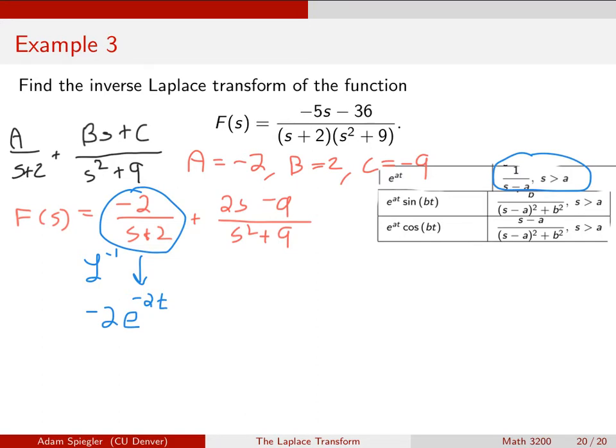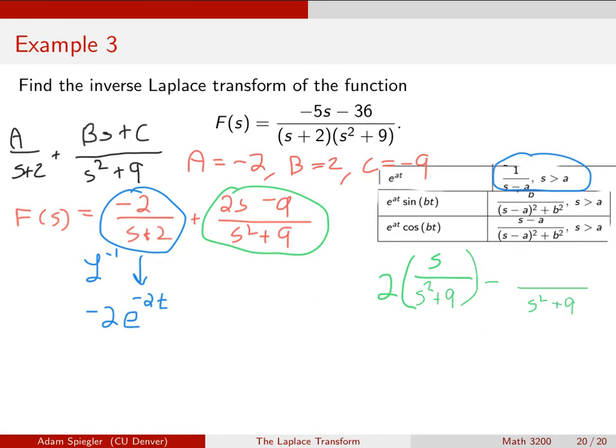And then we've got (2s minus 9) over (s squared plus 9). So here we have things that look more like exponential times sine or cosine, but we have a little bit more work to do with this one. So we can break it up. I haven't done the Laplace transform of anything yet, but I can write this as 2 times s over s squared plus 9. So that takes care of the 2s. And then for the other part, we're going to have some constant up top, right? Because we have that minus 9 up top over there.